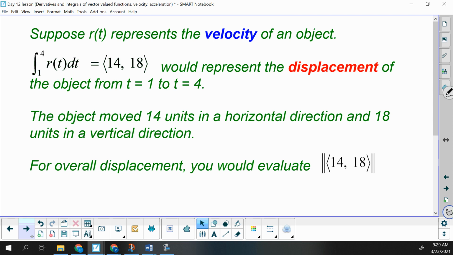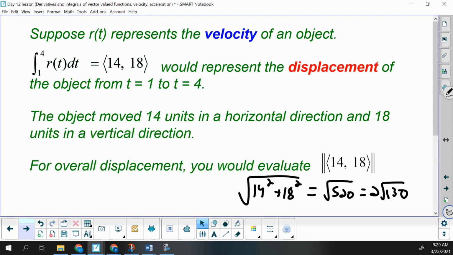If you want the overall displacement, you would then have to do the magnitude of that vector, the 14, 18. That would just be square root of 14 squared plus 18 squared, which would give you square root of 520, the same as 2 square root of 130. So that would be your overall direct, as the crow flies displacement. The 14, 18 would be your displacement if you moved right then up.